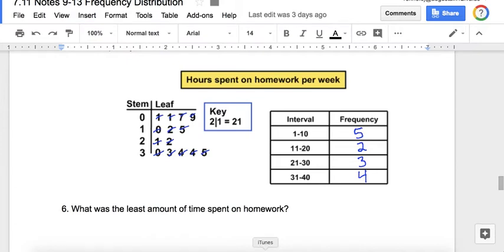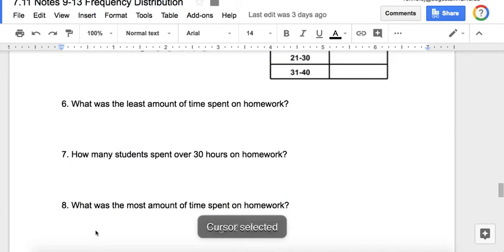Okay, it says, what was the least amount of time spent on homework? So the smallest number is 1, so we would write 1 hour. Okay, the next question says, how many students spent over 30 hours on homework? So over 30. So I can't count 30, it has to be over 30. So 1, 2, 3, 4. And actually, we could have used the frequency table as well for that. Would also tell us 4 because all these numbers are over 30. So go down to number 7 and write 4 students.